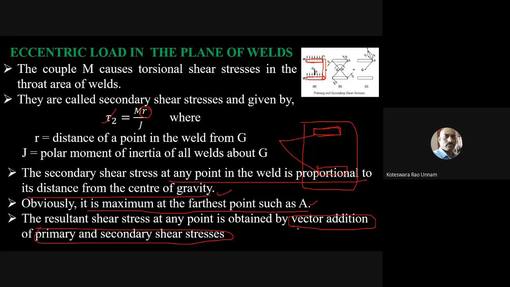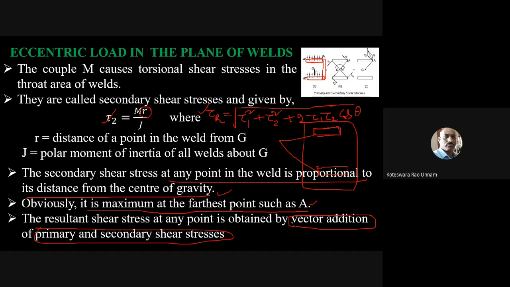Or else, instead of going for the graphical method, you can use the analytical formula also. So what is the analytical formula here? In the case of riveted joints, whatever formula we use, we'll use the same thing here also. That is tau R, the resultant shear stress due to the primary and secondary shear stresses, which is given by the square root of tau 1 squared, where tau 1 is your primary shear stress, plus tau 2 squared, where tau 2 is your secondary shear stress, plus 2 tau 1 tau 2 cos theta. So this is the formula. Using this formula also you can calculate the resultant shear stress.